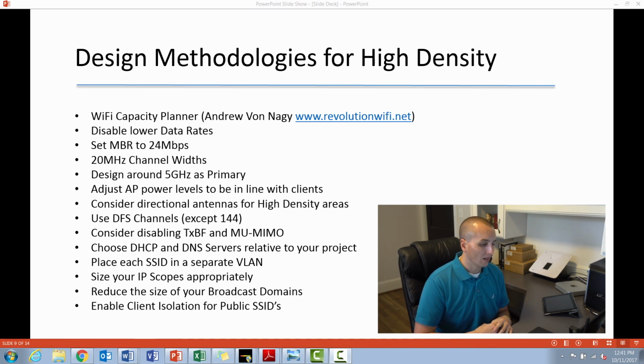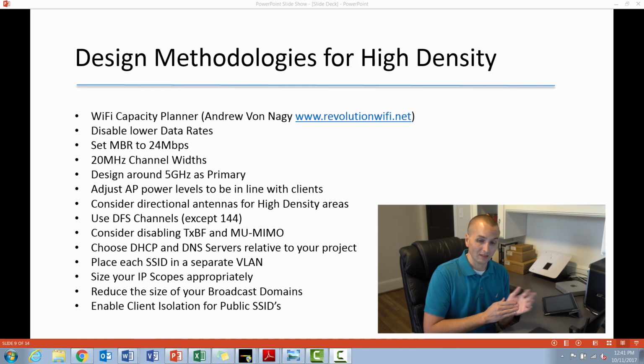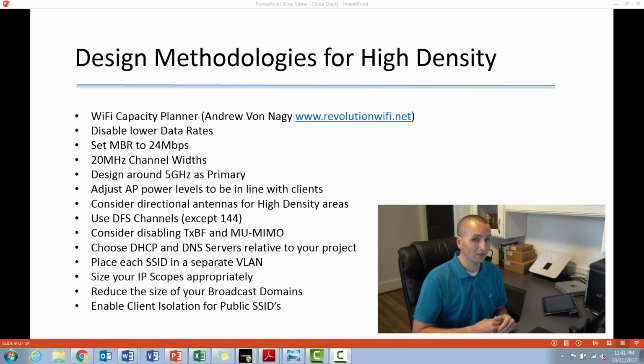And then, of course, one thing I always do, unless I'm told not to by the customer, is turn on client isolation for the public SSIDs. I don't want those client devices being able to talk to each other. For corporate or in-house networks, I'll turn off client isolation so they can talk to each other, to printers and other assets on the network. But for public networks, I typically enable isolation.